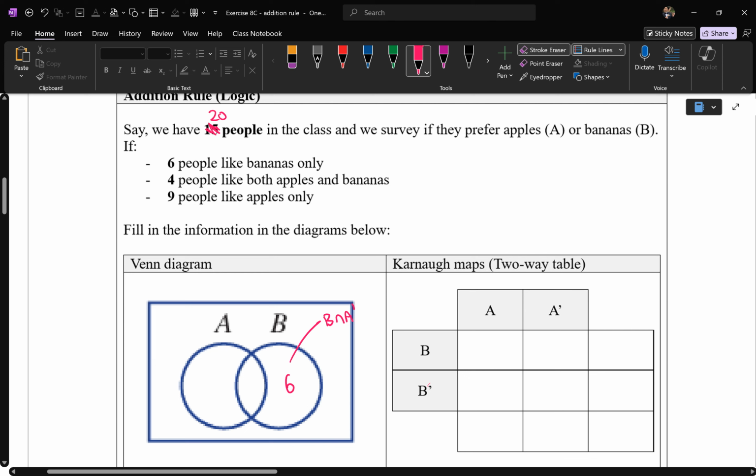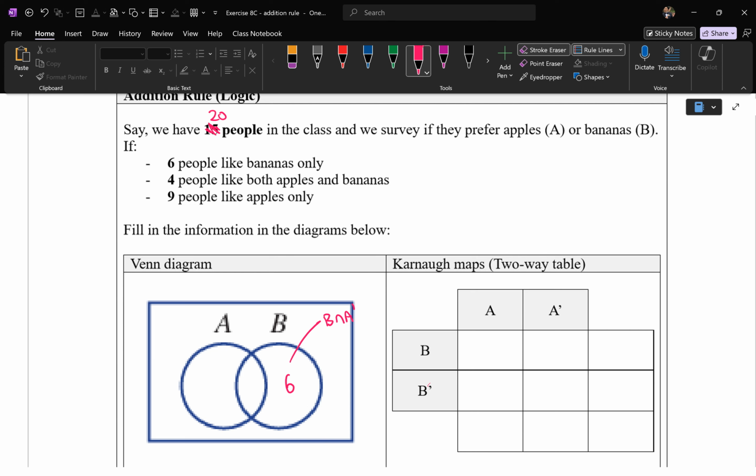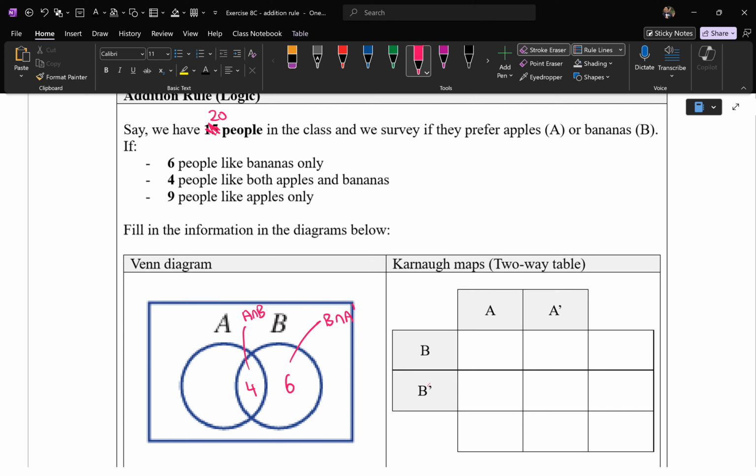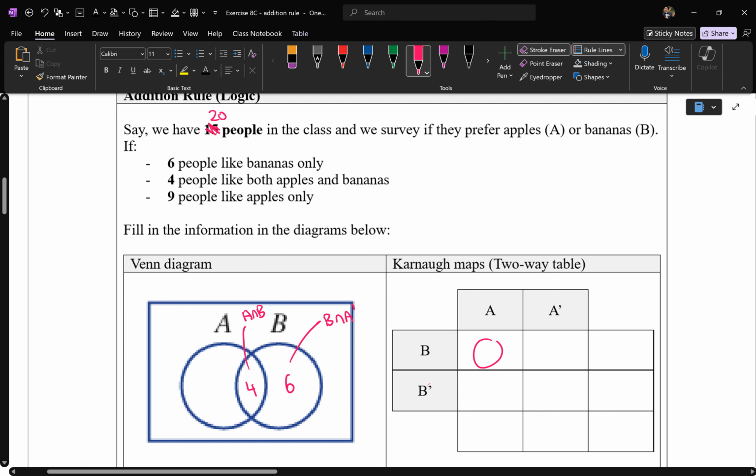Whereas the other region, it says 4 people like both apples and bananas. Well, this must be 4 because that is the region where you like apples and you like bananas as well. So that tells me there's a total of 10 people who like bananas. I can write here A intersection B, that's what this region is. That's 4, and then B intersection A dash would be 6, because you're saying bananas only, but not apples. So it's 4 plus 6, that tells me the total of bananas is 10.